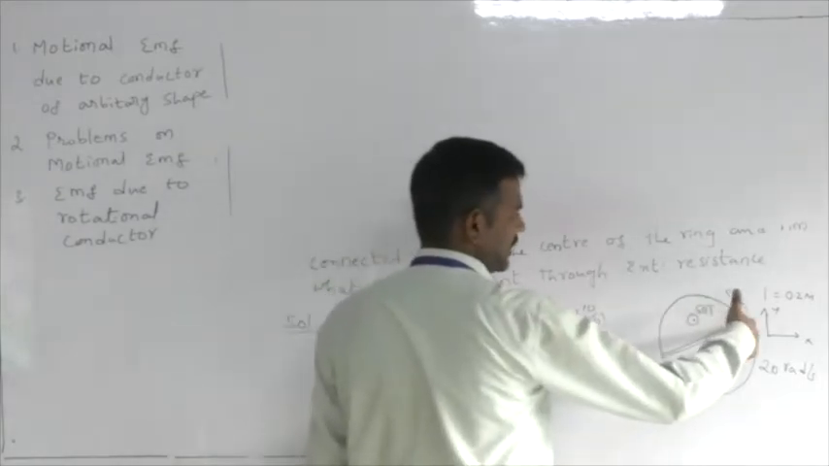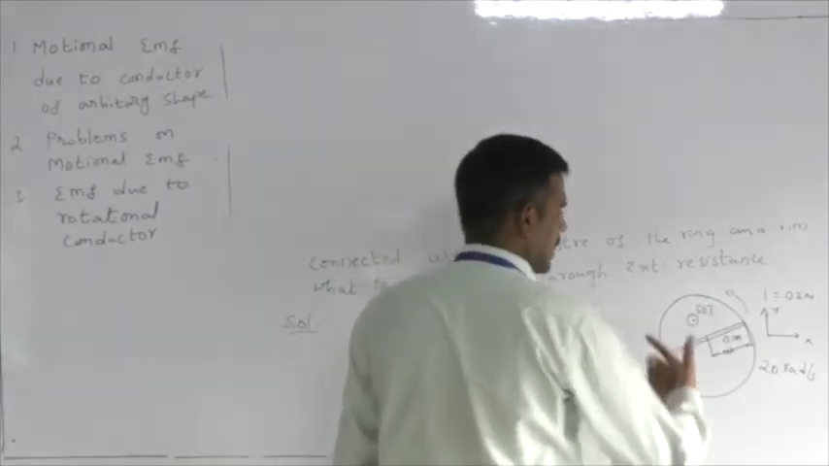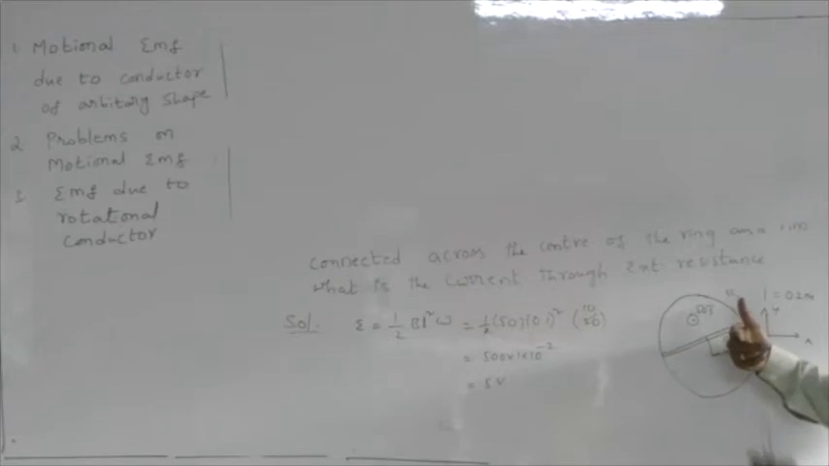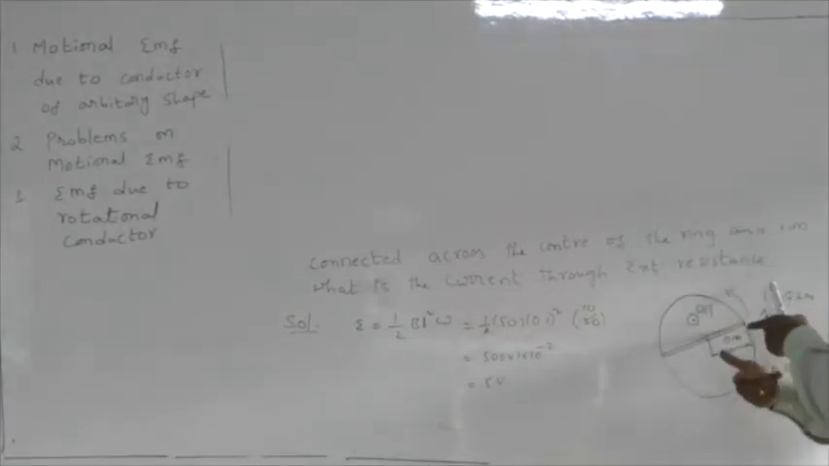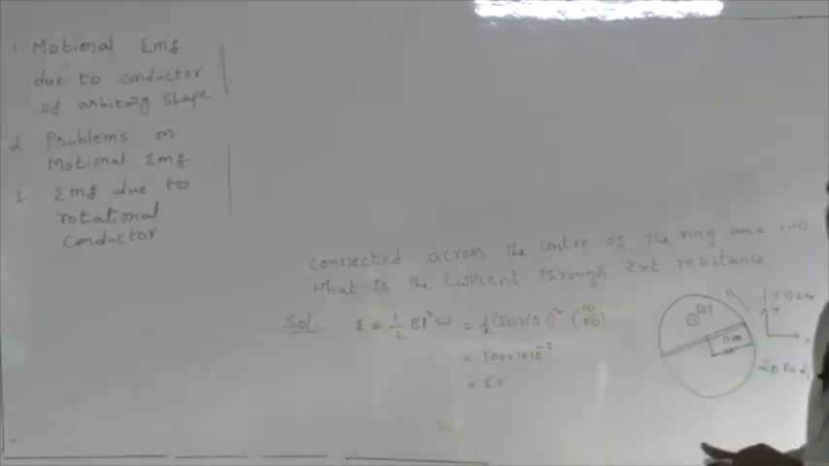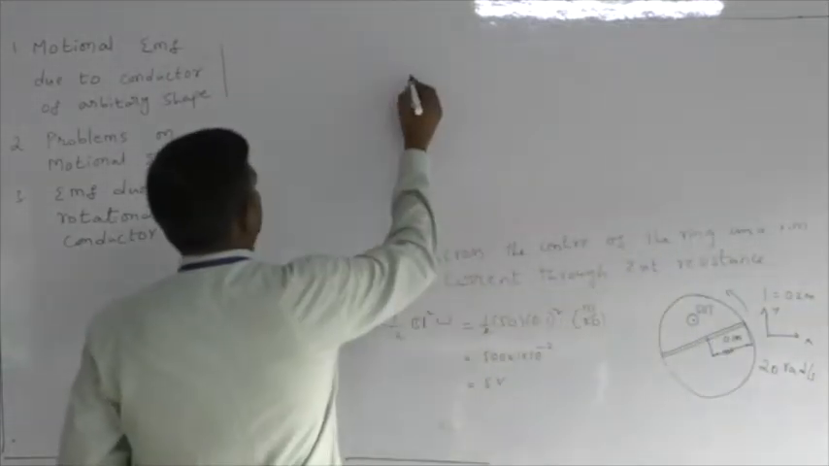So, since it is rotating like this, the direction of the magnetic field is out. So, therefore, I can assume like this. This is the direction of the magnetic field. This is the direction of rotation. Therefore, this end I will have more potential. This end I will have less potential. How can I think? Like this I can think.